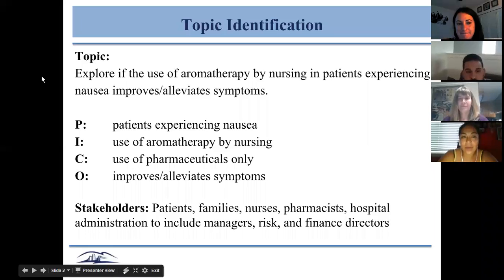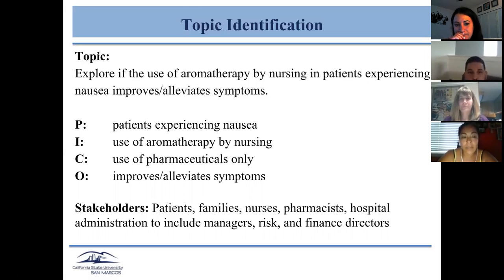For this project, the topic we explored was if the use of aromatherapy by nursing in patients experiencing nausea alleviated and/or improved their symptoms. For our PICO, our population were patients experiencing nausea. Our intervention was the use of aromatherapy by nursing. Our comparison was the use of pharmaceuticals only. Our outcome was to determine whether or not symptoms were improved or alleviated. Our stakeholders include patients, families, nurses, pharmacists, and hospital administration, to include managers, risk, and finance directors.